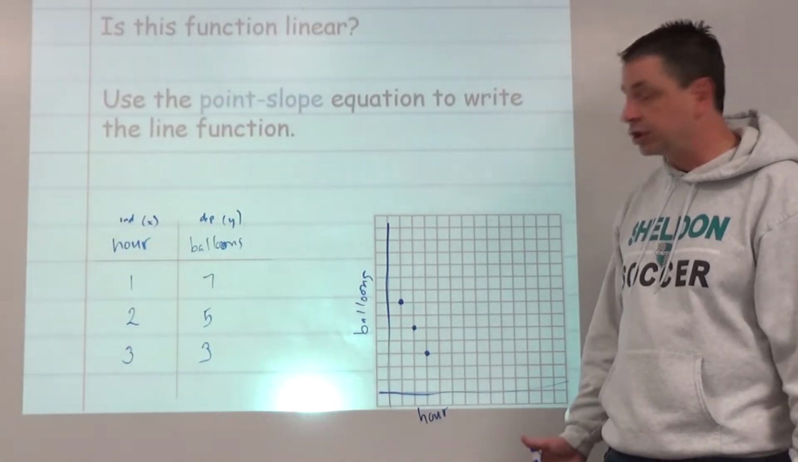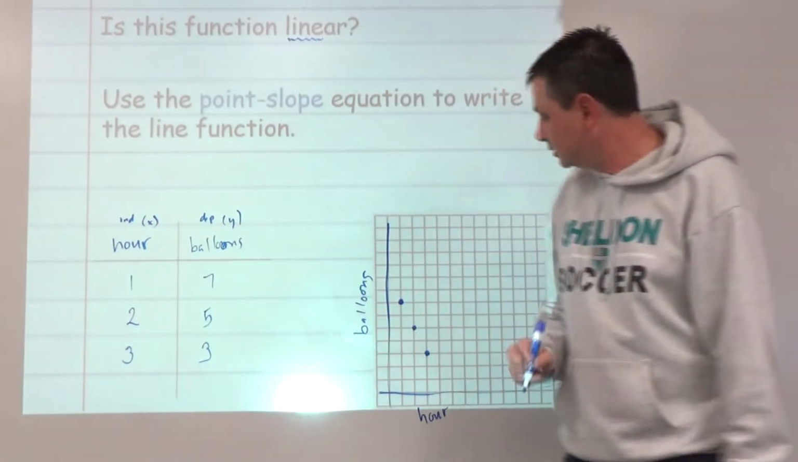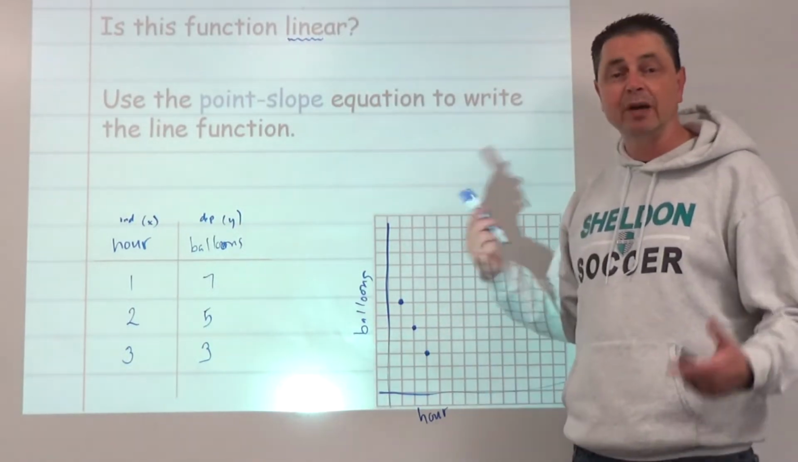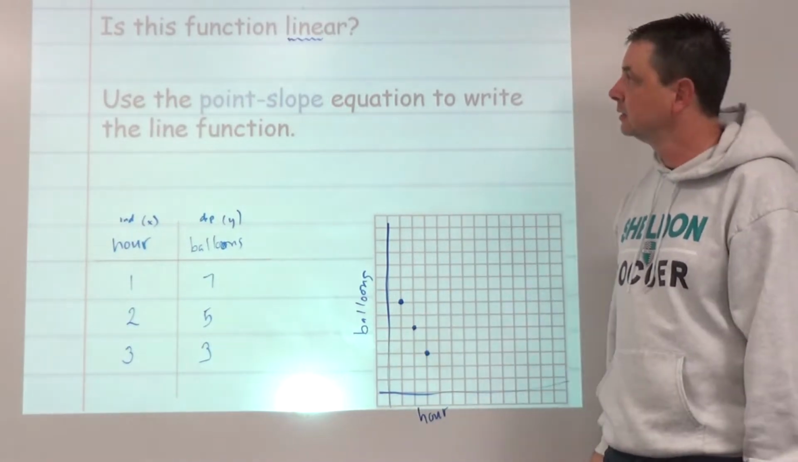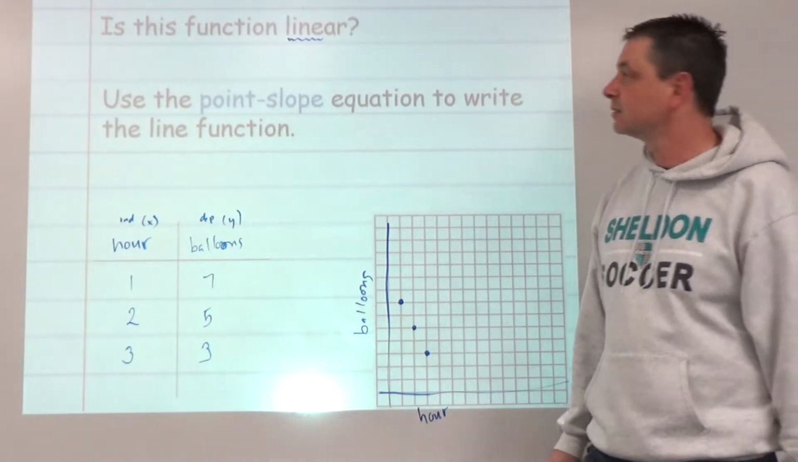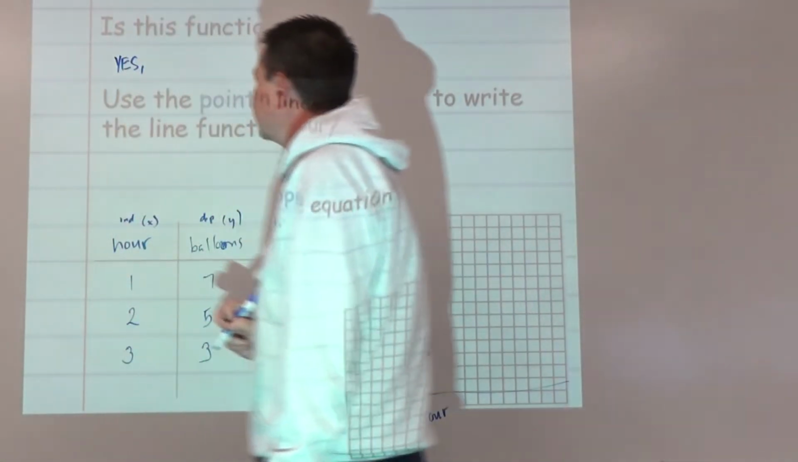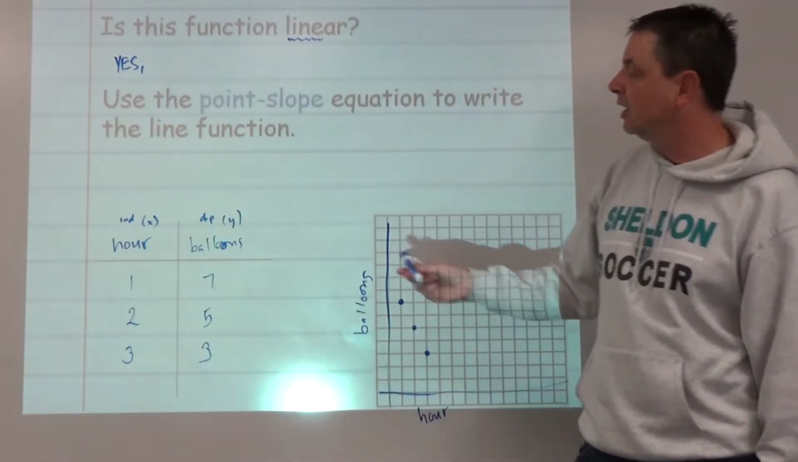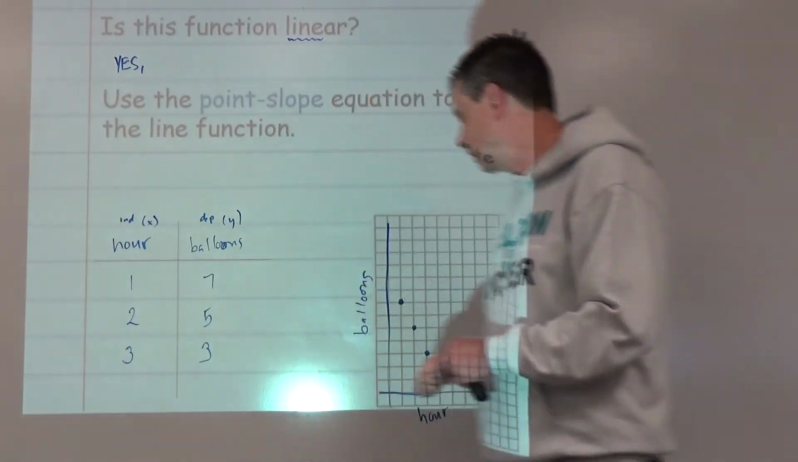Next thing, is the function linear? Well, would these points appear to make, if we connected them, a straight line? I would say yes. Now, can we prove it? Well, when we prove it, we actually want to use the table to do so.